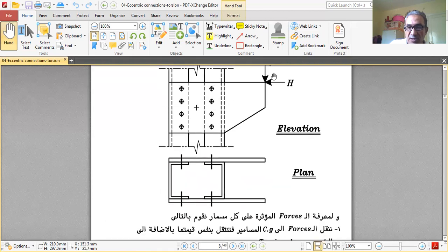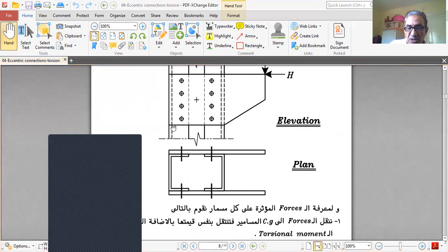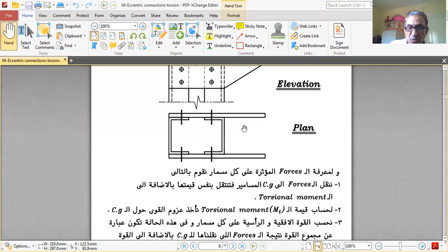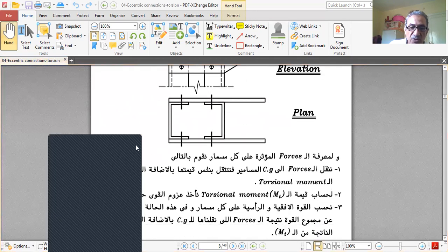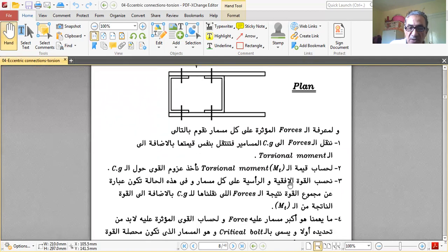We move the forces from their location to the CG, and every force moves as a force and a moment, a torsional moment in the bolt. To calculate the torsional moment, we take moment about the CG. We calculate the horizontal force and vertical force on each bolt, which are the summation of the forces transferred to the CG in addition to the share of the torsion.